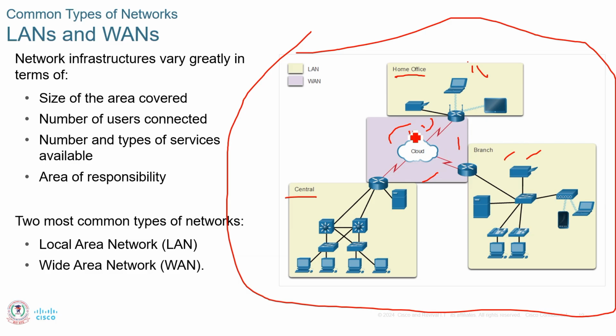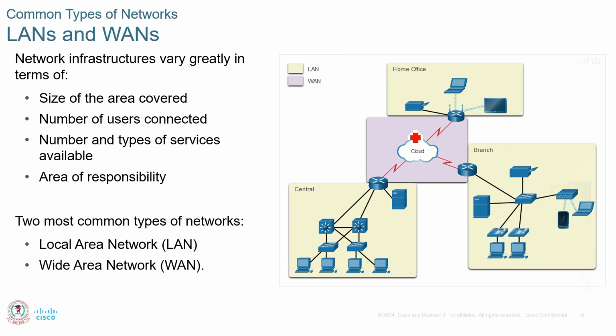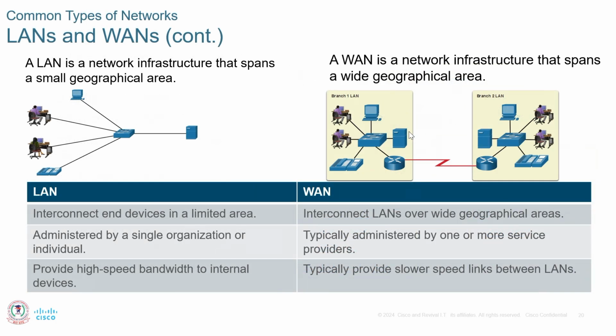So the local area network and the wide area network are the two most common types of networks that you will see, even in the production unit. Even when you go to the field, you will see that the majority of network types are local area networks and wide area networks.